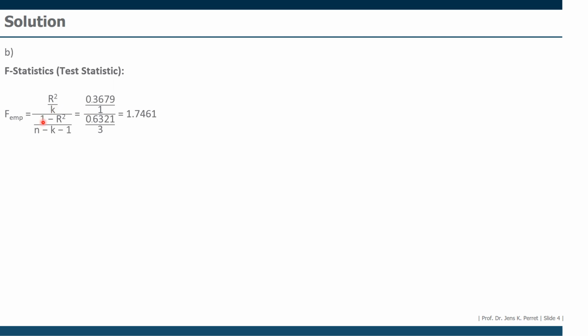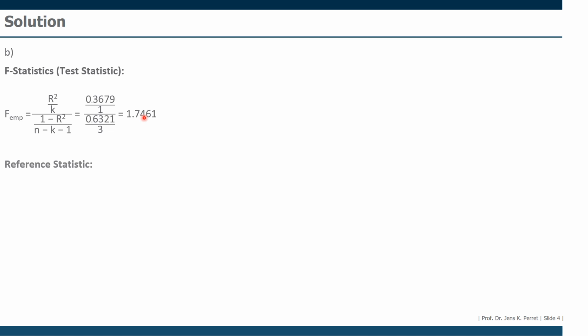And we're going to divide this fraction by another fraction, which is 1 minus r squared, divided again by n minus k minus 1, n being the number of observations. So here we have 5 minus 1 minus 1, giving us 3. Dividing this fraction by that fraction yields a test statistic of 1.7461. So that's the first part for the test.